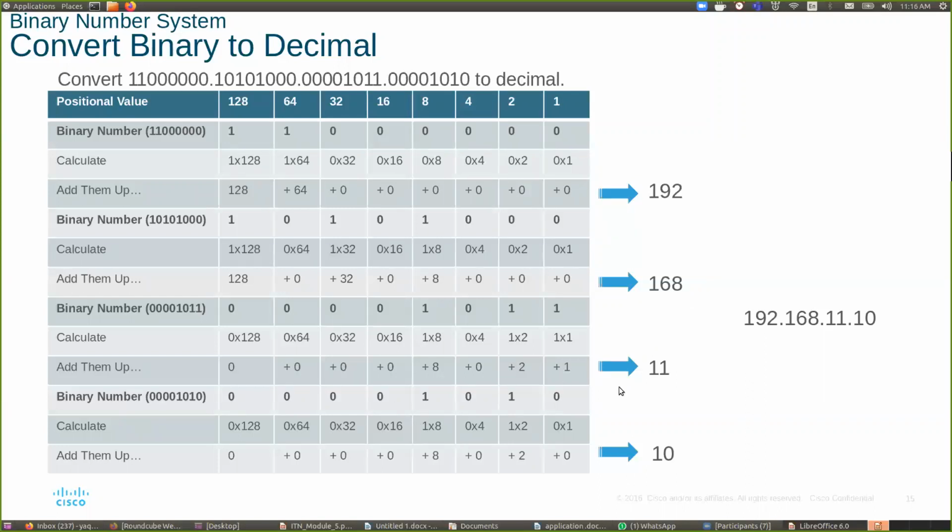The same thing happens here and then here. So at the end of the day, what we have as a decimal conversion of this binary is 192.168.11.10. This is an example of an IP address.